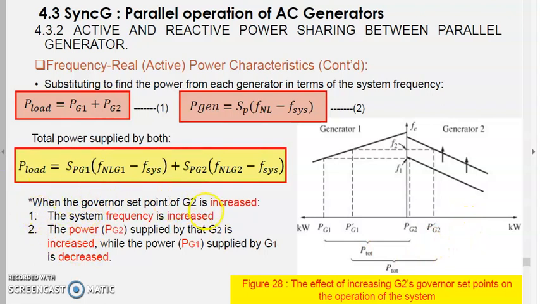When the governor set point of G2 is increased, the overall system frequency will increase. The power supplied by genset 2 is increased, while the power supplied by G1 is decreased. Instead of the higher power supplied at the initial condition just now, when we increase the generator 2 governor set point, the amount reduced is topped up by genset 2.